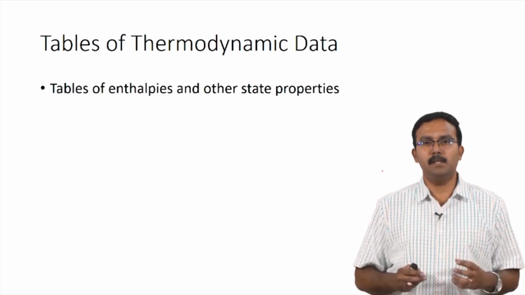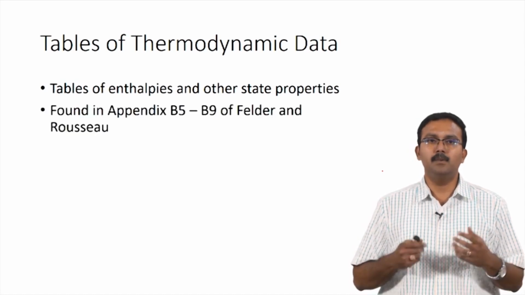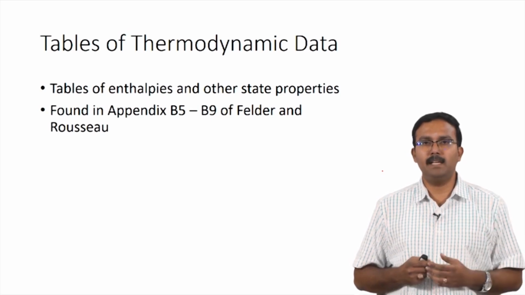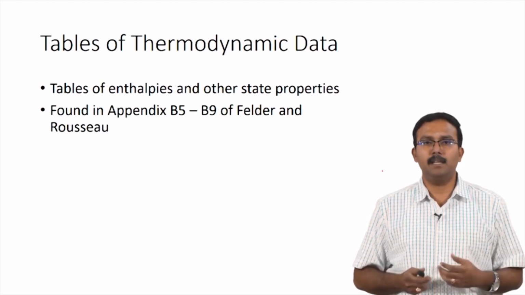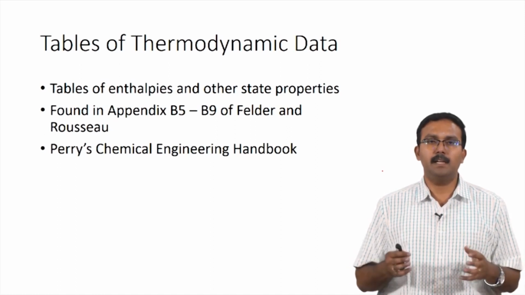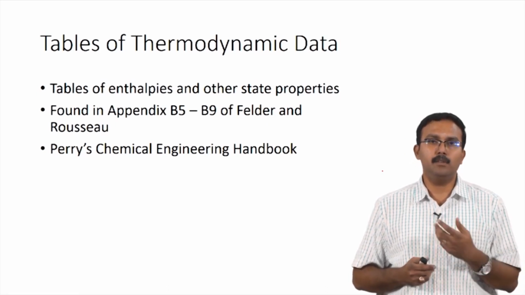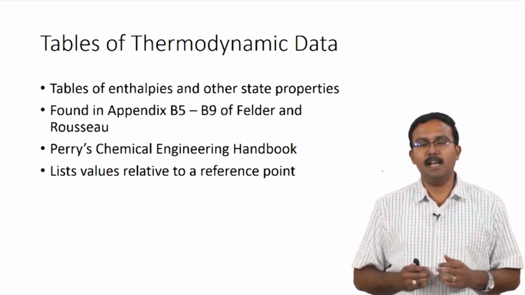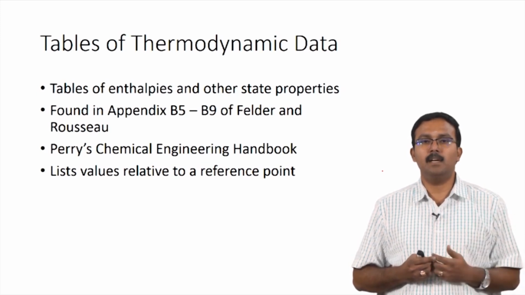Such tables have been prepared for components which are very commonly used in chemical and biochemical industries. These tables show values such as enthalpies and other state properties using a reference state. If you look at appendix B5 to B9 in Felder and Russo, which is one of the prescribed textbooks, you would find such thermodynamic tables. Perry's Chemical Engineering Handbook is another book which contains many such tables which provide all the thermodynamic data for commonly used substances. These tables list the enthalpy or internal energy values in reference to a reference point.